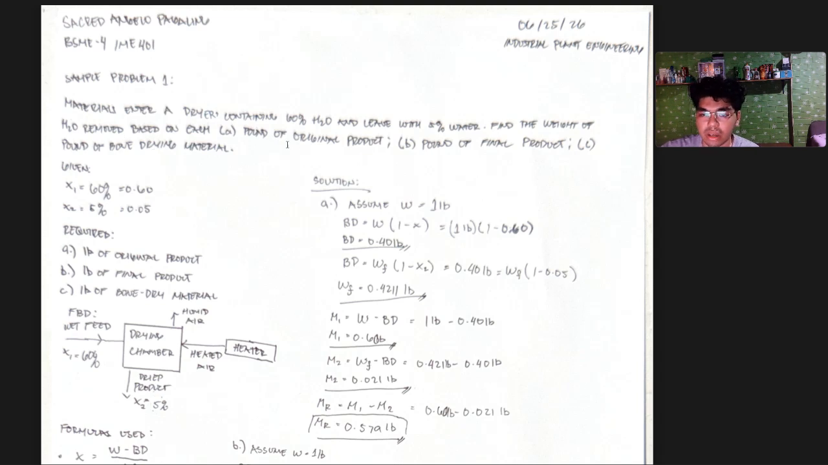Materials enter a dryer containing 60% H2O and leave with 5% water. Find the weight of H2O removed based on each: A, pound of original product; B, pound of final product; C, pound of bone drying material. So, let's start.